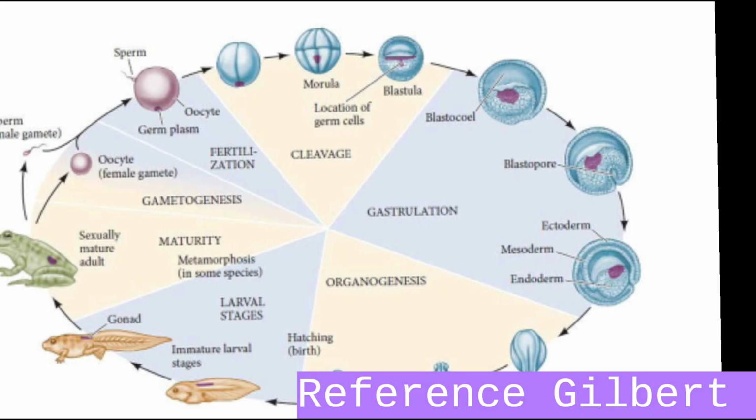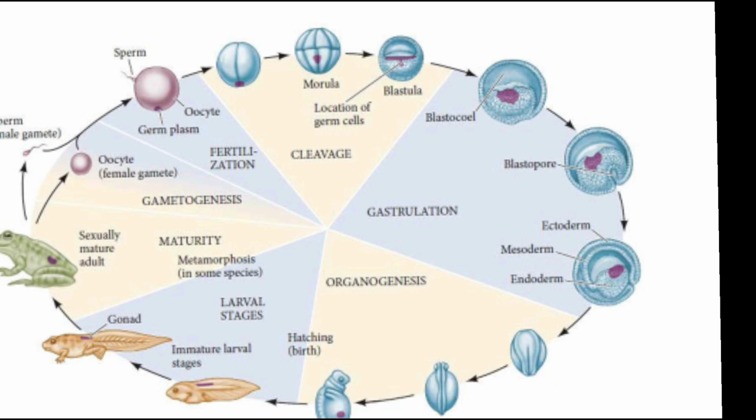What do we call it? Cleavage. So it is holoblastic but unequal. The animal pole is small, whereas the vegetal pole is larger. The animal pole has small micromeres, whereas the vegetal pole has large macromeres.